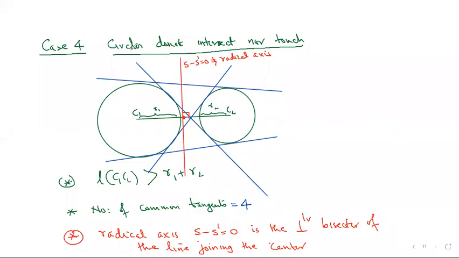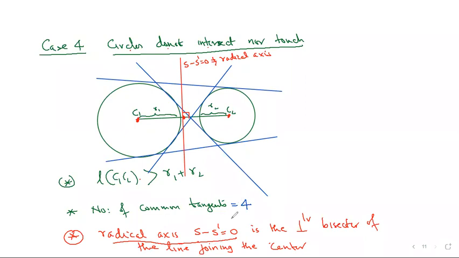What about circles that do not intersect each other nor touch? One circle like this, one circle like this. Then the distance between the centers will be greater than the sum of the radii, and the number of common tangents would be 4. All the blue ones are common tangents. There are 4. And the radical axis equation S minus S dash equal to 0 will be the perpendicular bisector of the line joining the centers of the circles.